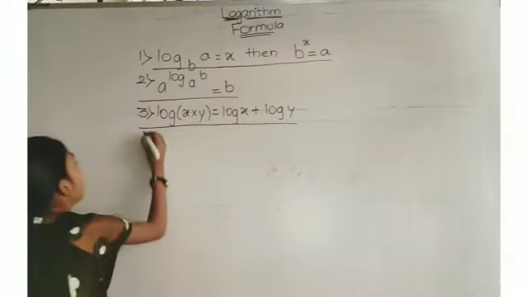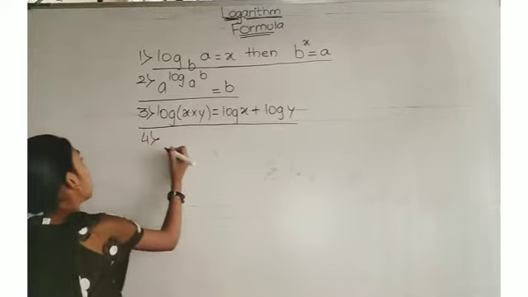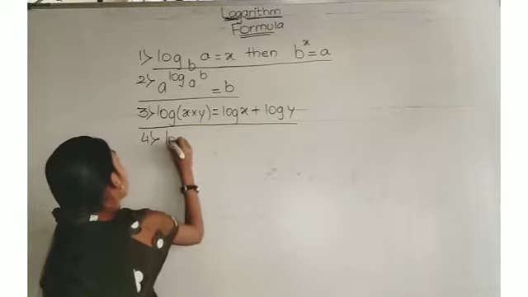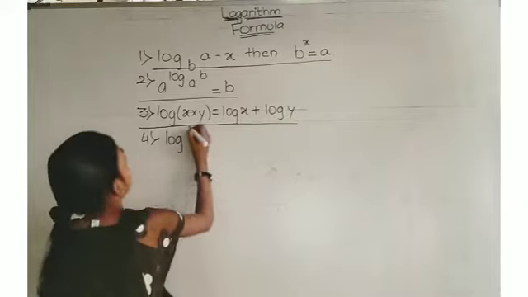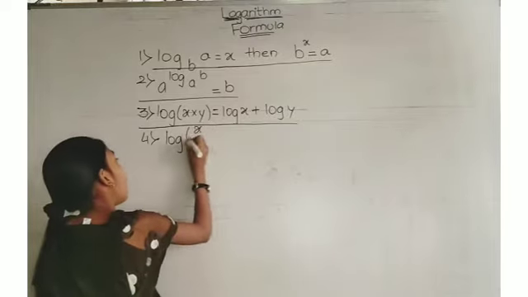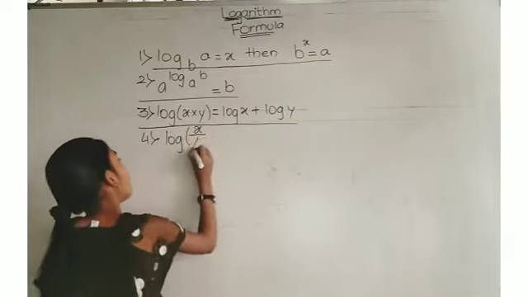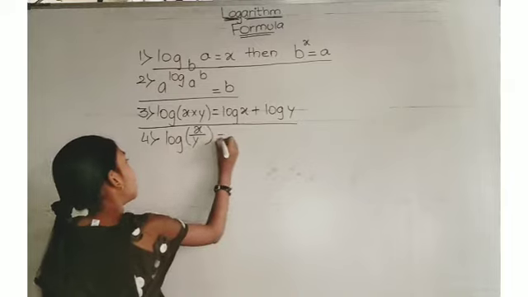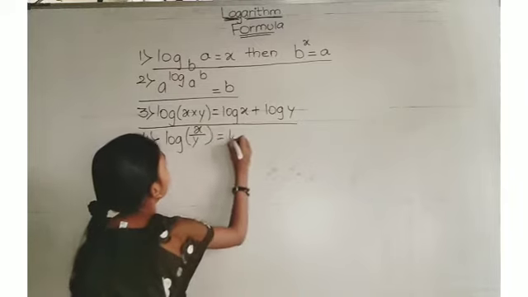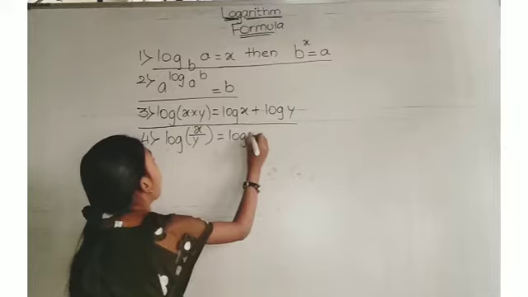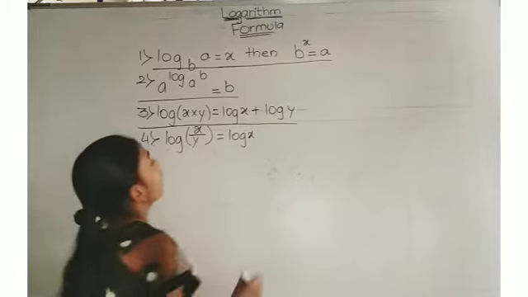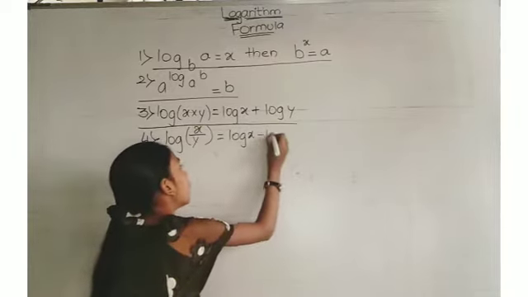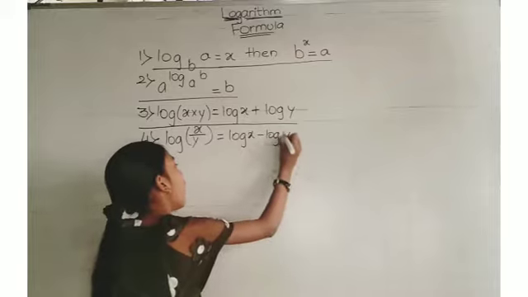Now the fourth one, which is log x upon y is equal to log x minus log y.